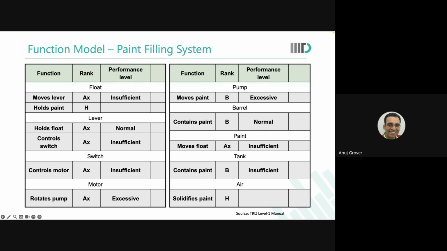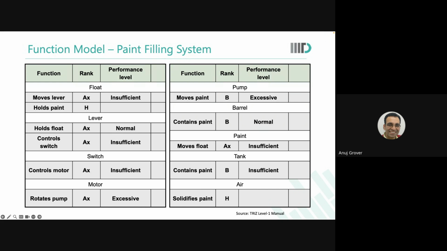Then barrel contains paint. Normal. The barrel has not caused any problem. Okay? Paint moves float. Ideally, the paint rises, and as the paint increases it should move the float. Now that is what it is not doing. So it is insufficient. Tank contains paint. Basic function, but insufficiently done.